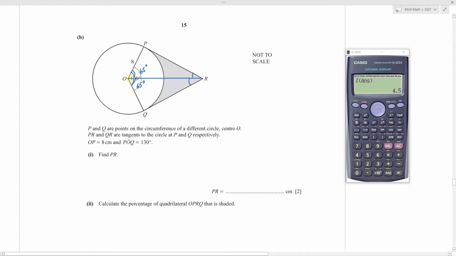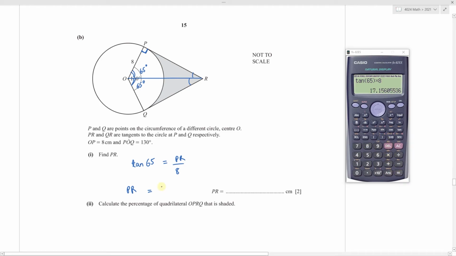And you also know that the angle between the radius of the circle and a tangent is 90 degree. So this angle here is 90 degrees. So triangle POR is a right angled triangle. I can use tan of this angle will be equal to this perpendicular height PR over this base of this triangle, which is PO. So tan of 65 will be perpendicular, which is PR over base, which is 8. So PR will be tan 65 multiplied by 8.